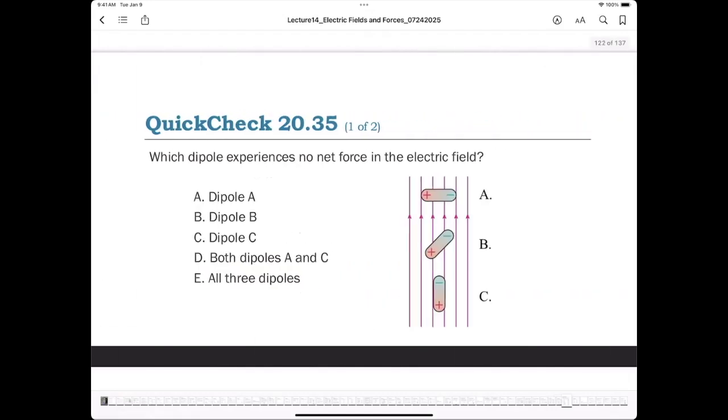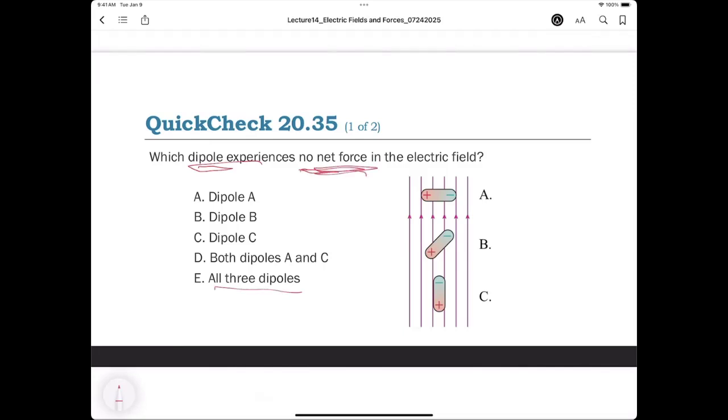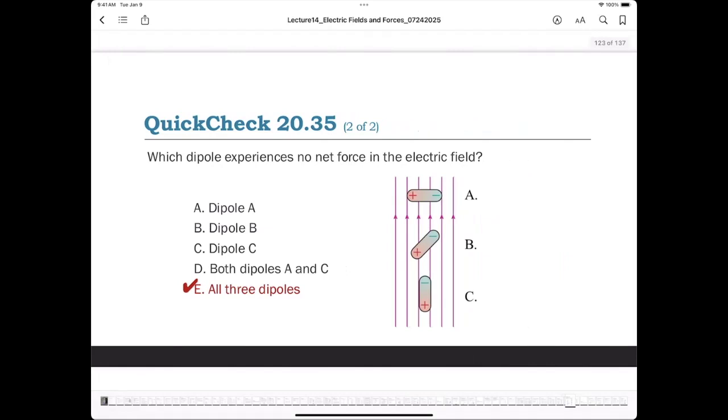Okay, let's talk about the other one. Which dipole experiences no net force in the electric field? Actually, we talked about that. If it is a dipole, there is always no net force. So all three dipoles experience no net force, but some have torques and some have no torque.